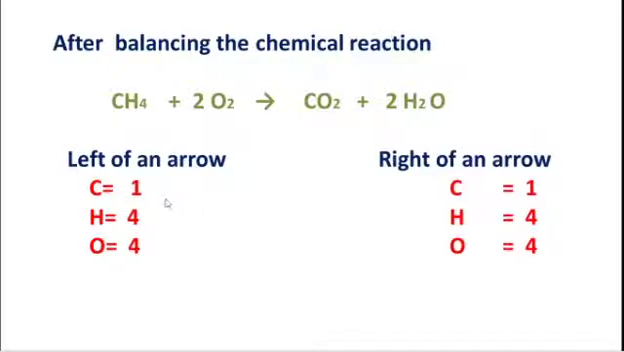For balancing the equation, carbon on the left hand side is 1, right hand side also 1. Hydrogen left hand side 4, right hand side also 4. Oxygen left hand side 4, right hand side also 4. So this is a balanced chemical equation. The number of atoms on the left hand side and right hand side is the same.